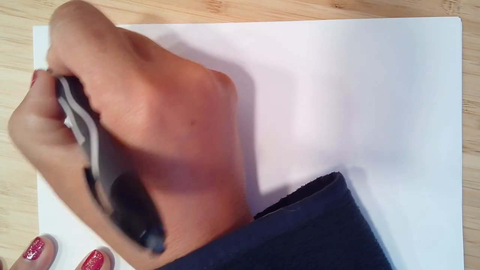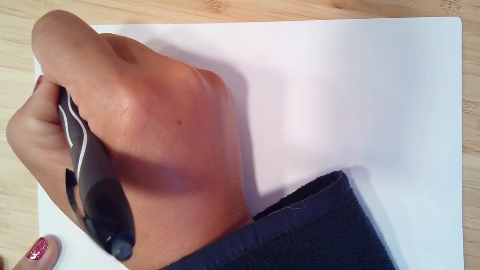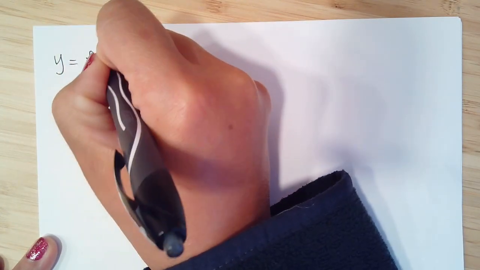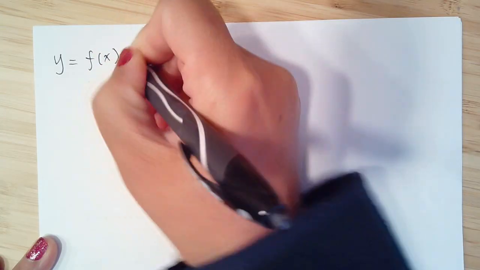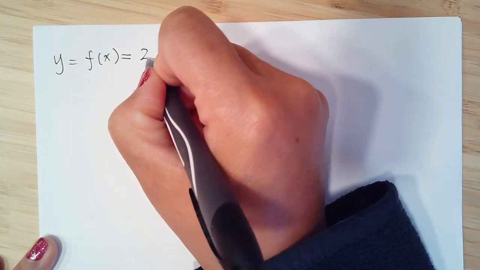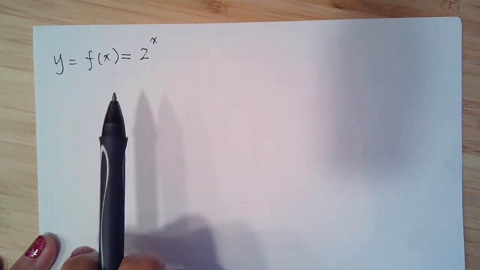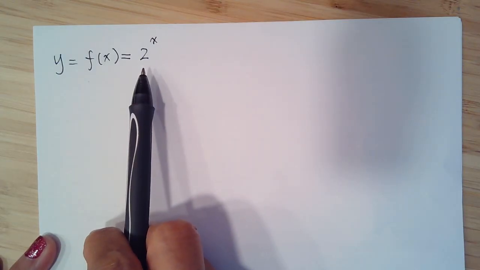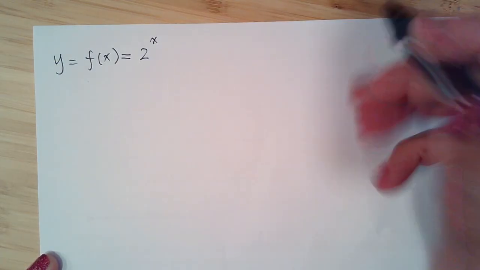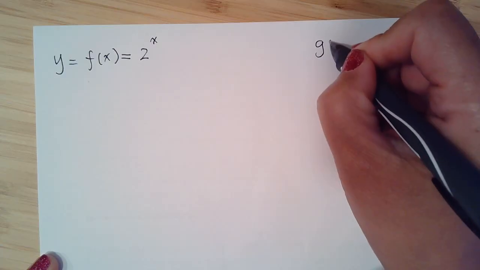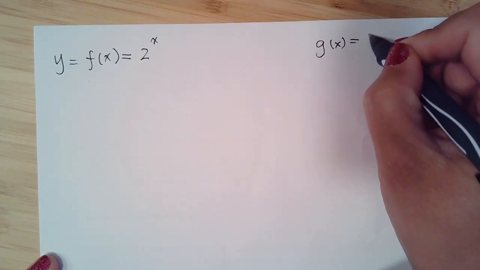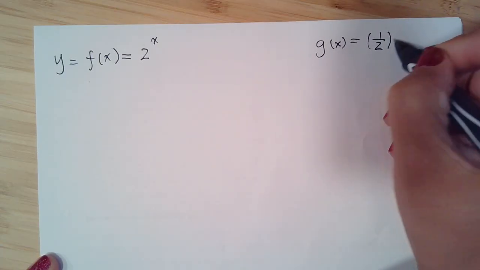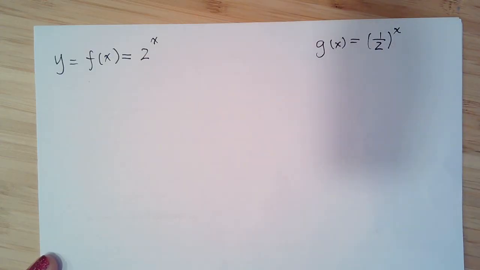Again, I said I would like to draw the graph of a parent function. I'll give you 2 examples. The first one is y or f of x equals 2 to the x. See, that's a b, right? That b in this case is 2. And I ask you to draw another one: g of x equals 1/2 to the power of x.